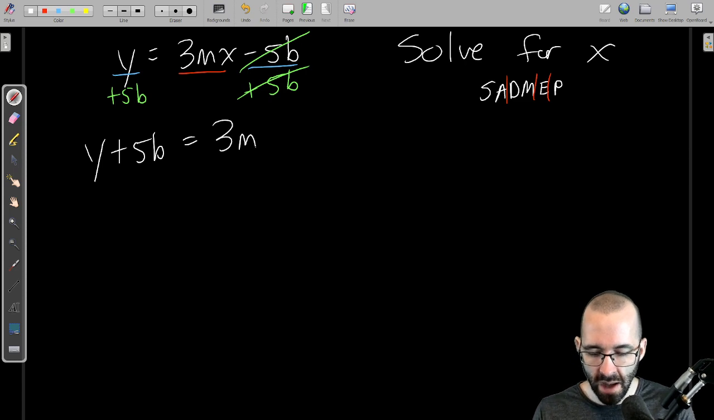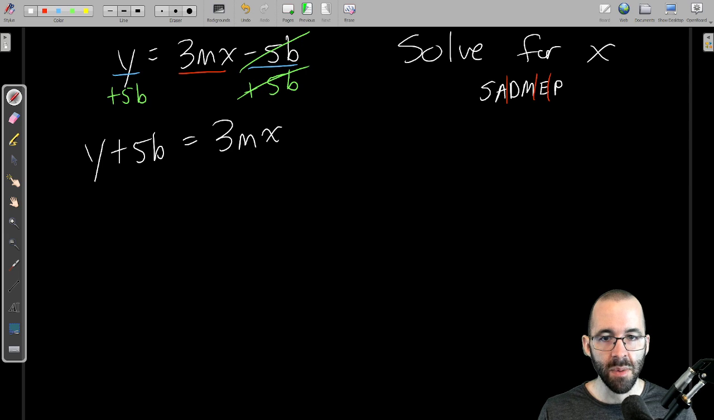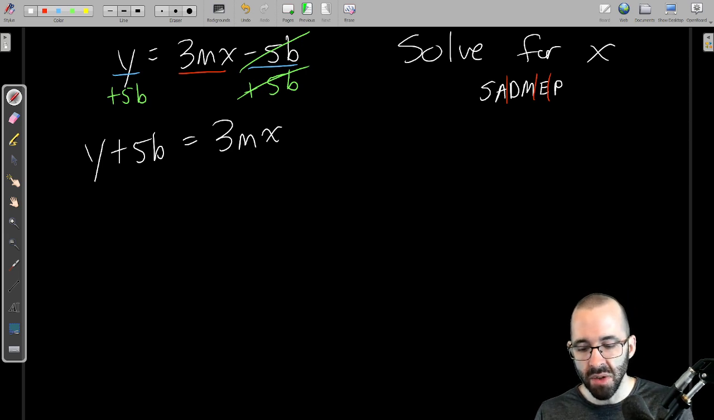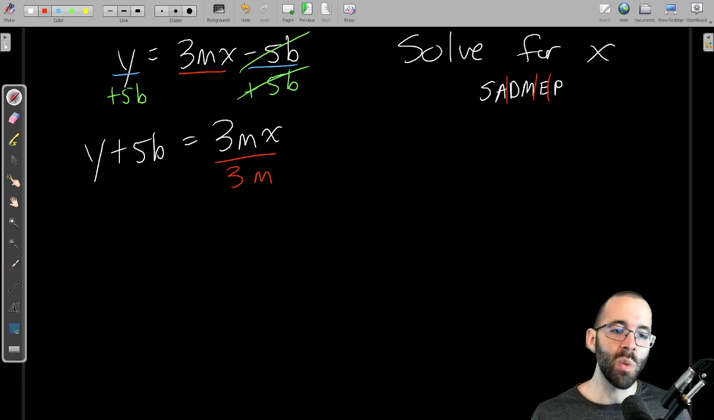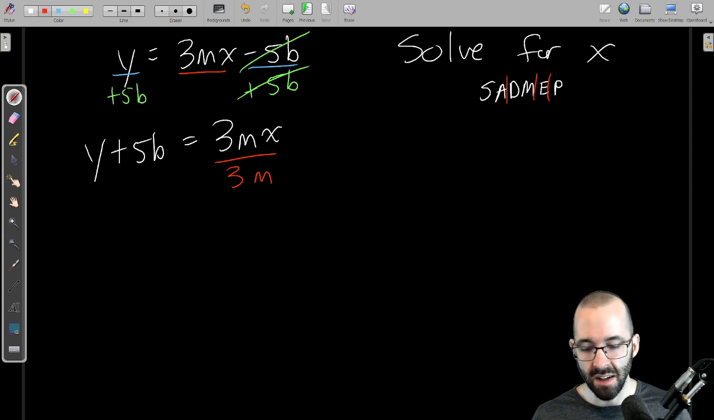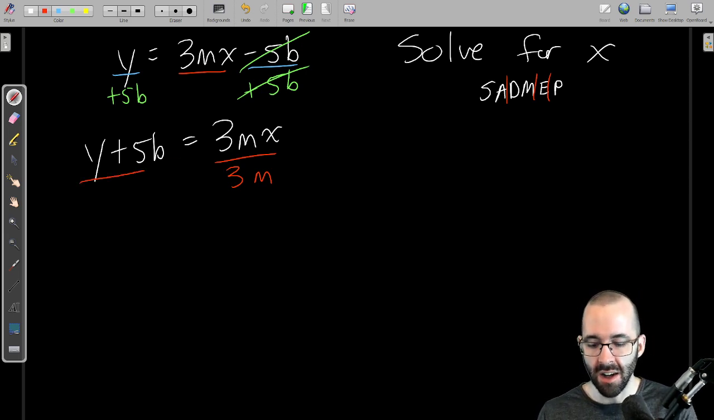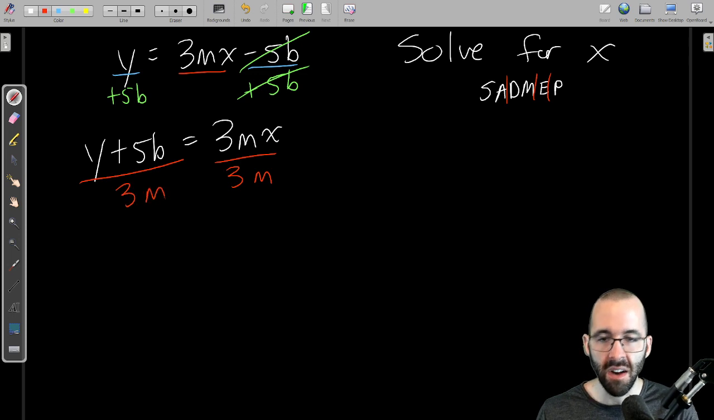The right-hand side is 3mx. Right, now we need to get that x by itself. What's happening to the x? X is getting multiplied by 3 times m. So we need to divide by 3 times m. And whatever we do to one side of an equation, we have to do to the other side. The whole other side. So the entire other side is getting divided by 3m.